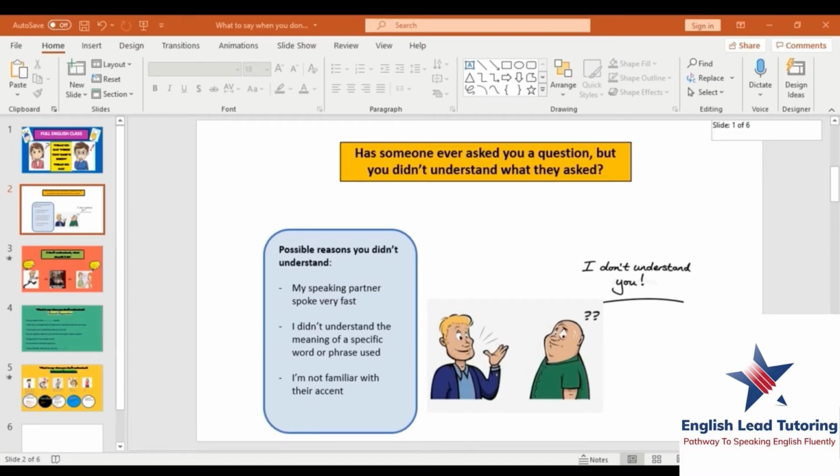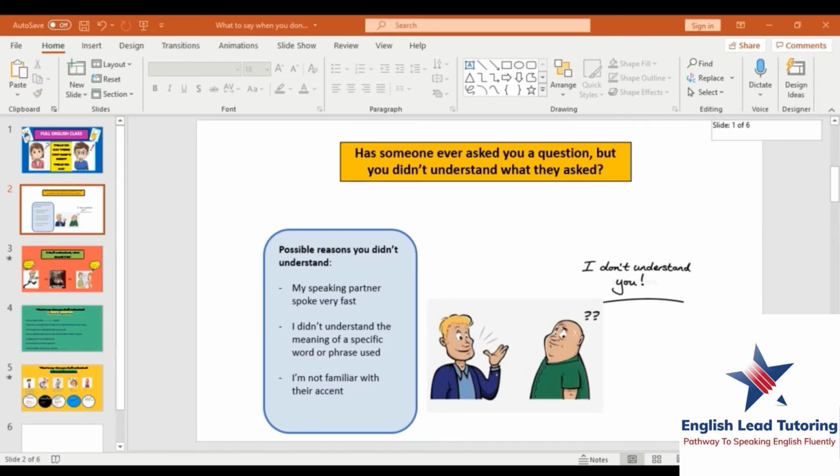The first one is, my speaking partner spoke very fast. Now, of course, this is something I'm guilty of. I'm a native English speaker. I'm comfortable speaking my own language. And more often than not, I'm speaking with someone who also understands my language, who understands what I say. And because of that, I'm able to communicate at a pace that is comfortable for me.